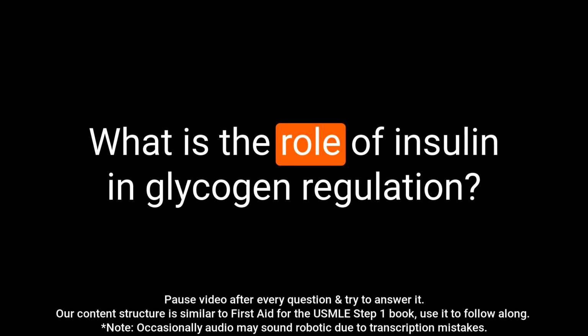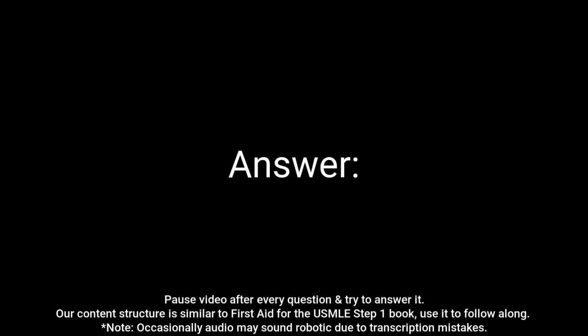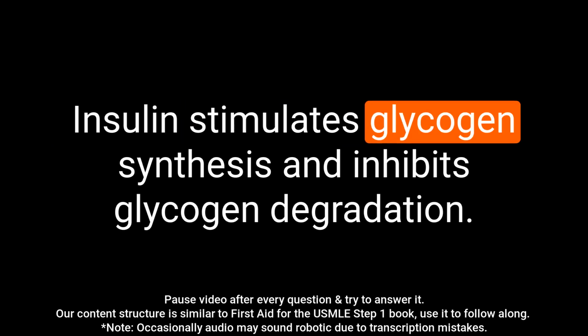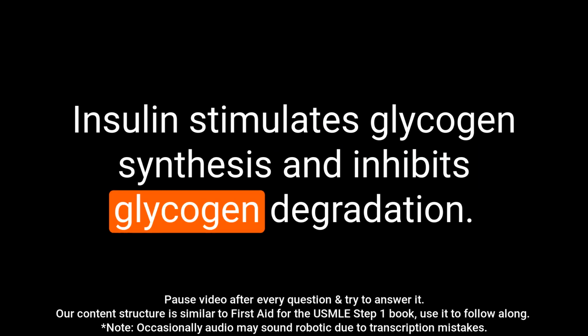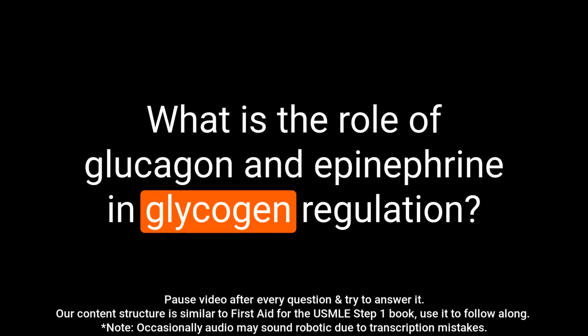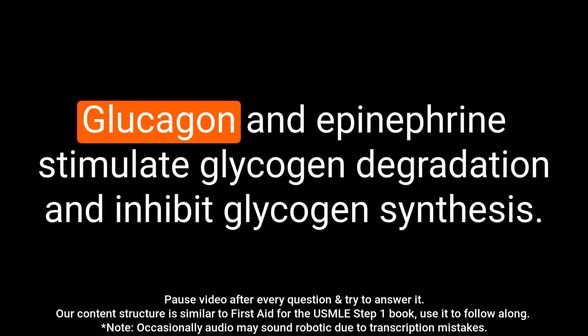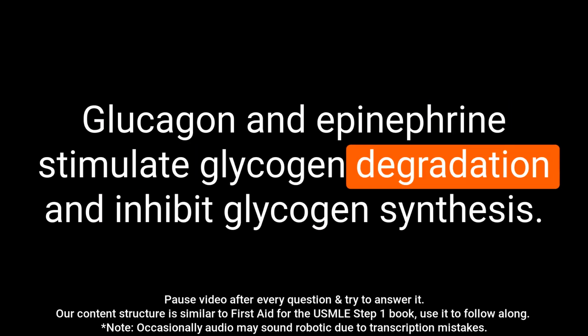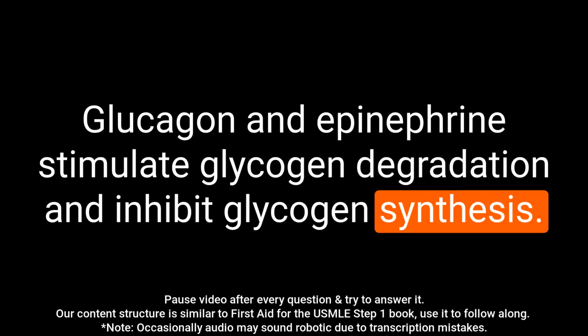Question: What is the role of insulin in glycogen regulation? Answer: Insulin stimulates glycogen synthesis and inhibits glycogen degradation. Question: What is the role of glucagon and epinephrine in glycogen regulation? Answer: Glucagon and epinephrine stimulate glycogen degradation and inhibit glycogen synthesis.